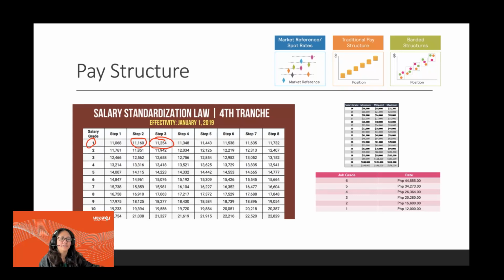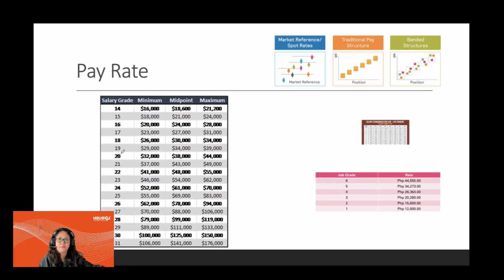Okay? Another type of pay structure would be yung mas kilala natin, which is the pay range. And when it comes to the pay range, one particular characteristic is that it has a minimum point, it has a maximum point, and it has a midpoint. Okay. So, yung range na 'yan yung buong range ng salary for this particular job grade.